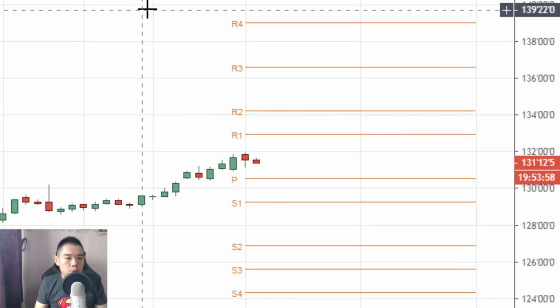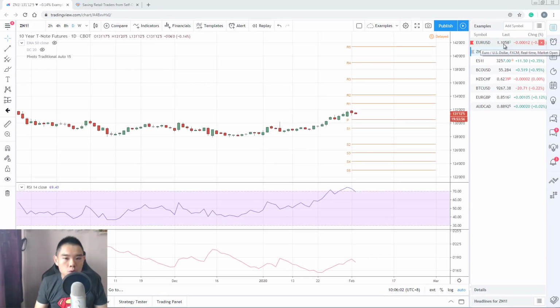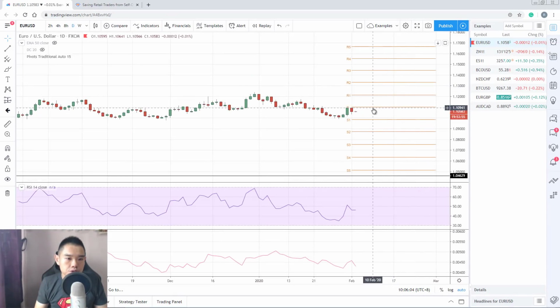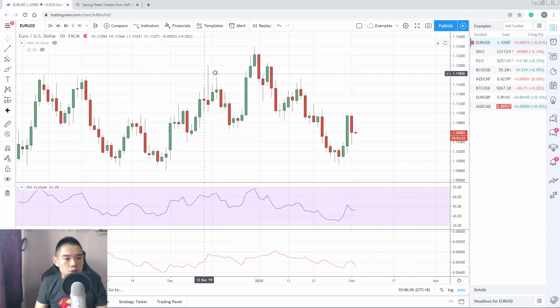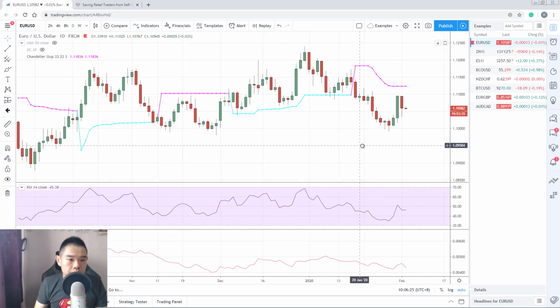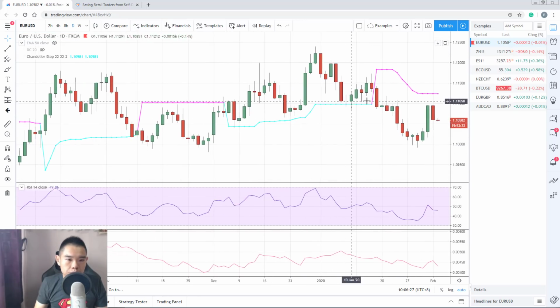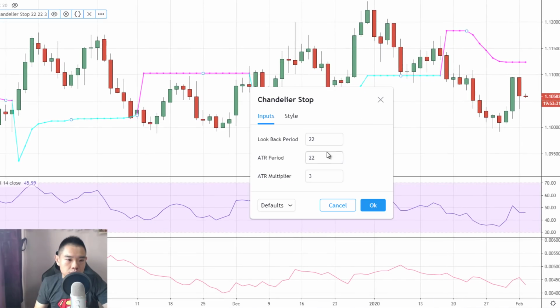And also another one is the chandelier stop. Okay, so let me just show you what this one means. So this chandelier stop. So what happens is that you see this blue line and this pink line over here, right? I'm just going to change this to a 20 period. ATR multiple is 3. Okay.